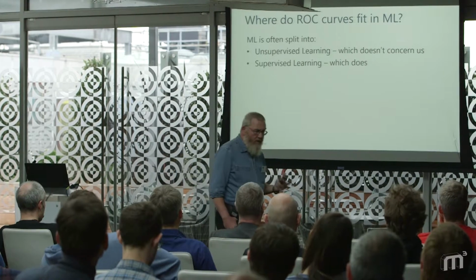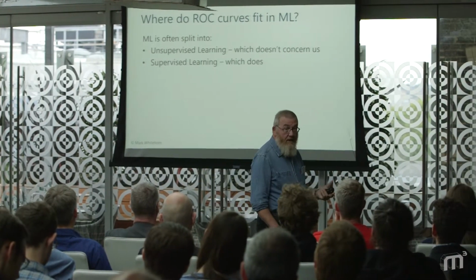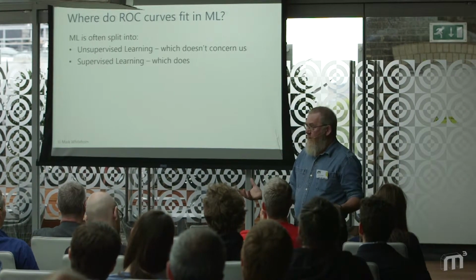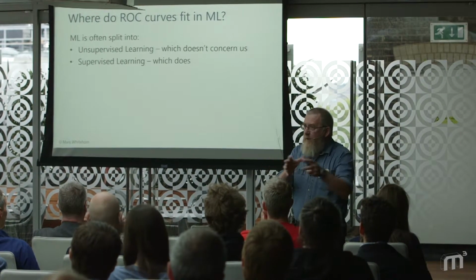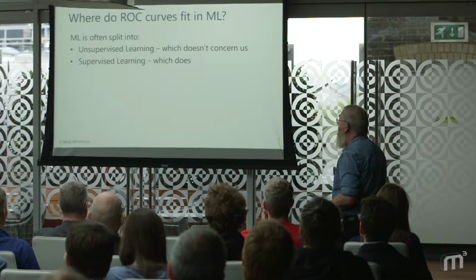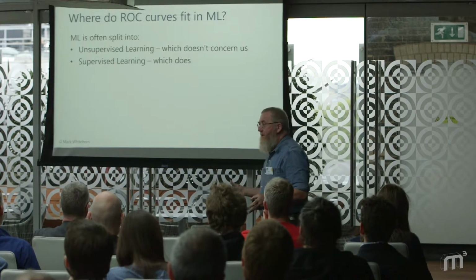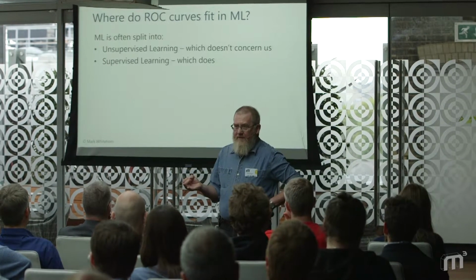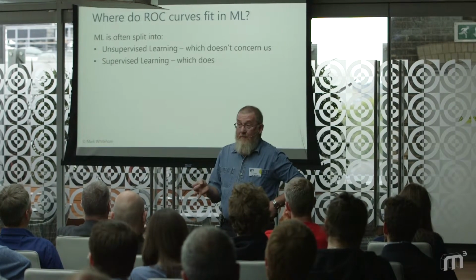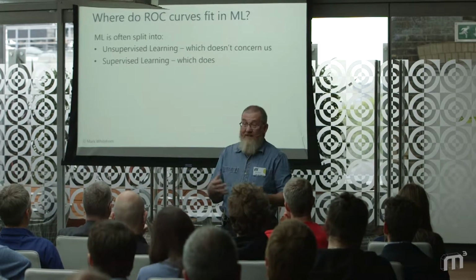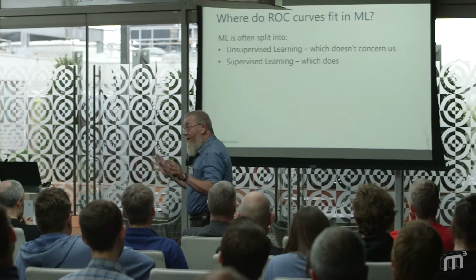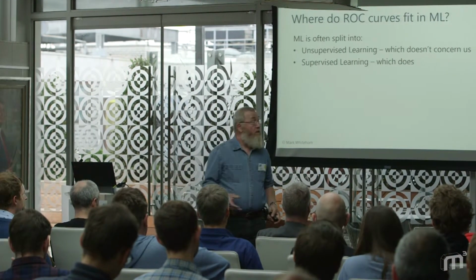So where do ROC curves fit into machine learning? Because machine learning is a huge, broad field. So the first thing I want to do is show you where it is and where it isn't, where they're important. So we have these 2 classes of learning in machine learning called supervised and unsupervised. I actually really dislike both of these terms because they don't really tell you what it is. But it's a really good divider of the kind of work we do.